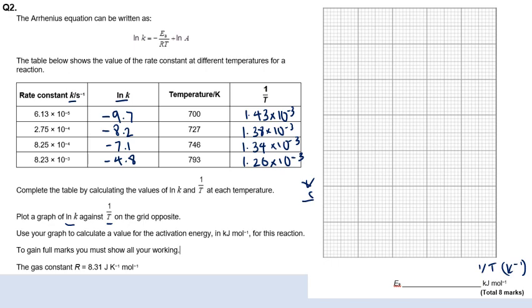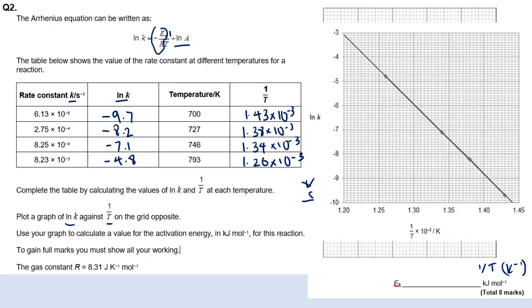So EA is equal to the gradient multiplied by R, and your intercept on the ln K axis will be ln A. Your gradient is going to be minus EA over R if you're plotting 1 over t. Right, so plotting your line, you should get a lovely straight line with a negative gradient. So that makes me feel good. I know that I've done something right. I've got a negative gradient.